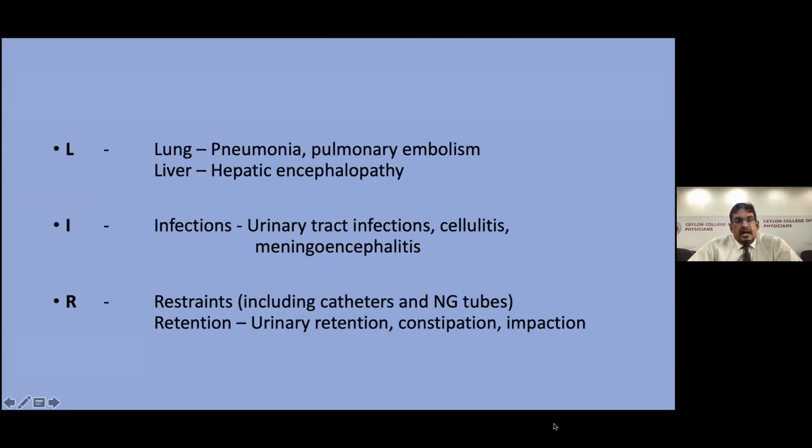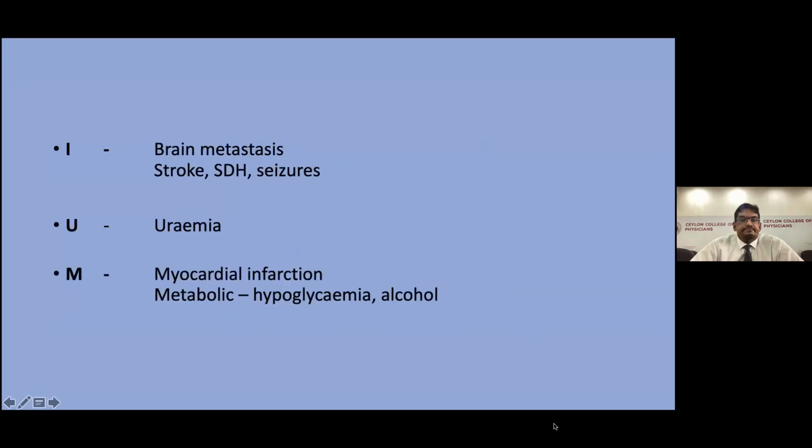L stands for lung and liver. Maybe underlying pneumonia, pulmonary embolism. Maybe the patient is having a hepatic encephalopathy. I stands for infections, a significant reason for delirium: UTI, cellulitis, meningoencephalitis. R stands for restraints. As I mentioned, it might not be just by being bound to the bed, a catheter or NG tube, or even the other R of retention, urinary retention, constipation, or stool impaction.